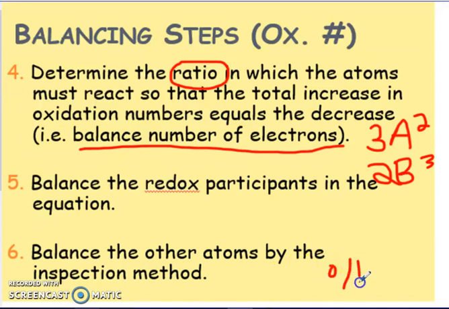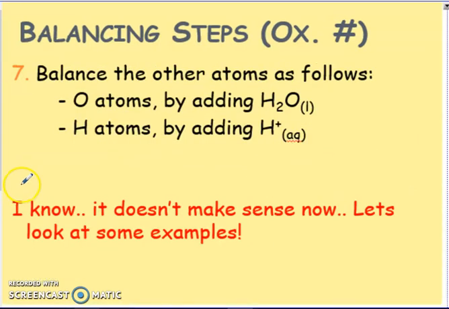Okay, so it's important to note we're going to leave oxygen and hydrogen for the end. So what I mean by number 6 here is you're balancing anything else. If there's chromium or fluorines, whatever else happens to be there, you're going to leave oxygen and hydrogen for the end. Okay, so here's also where it's going to get a little different. We're going to then balance out any oxygen atoms by adding waters.